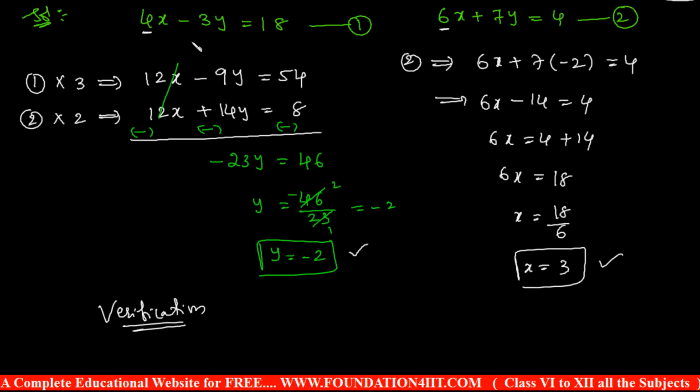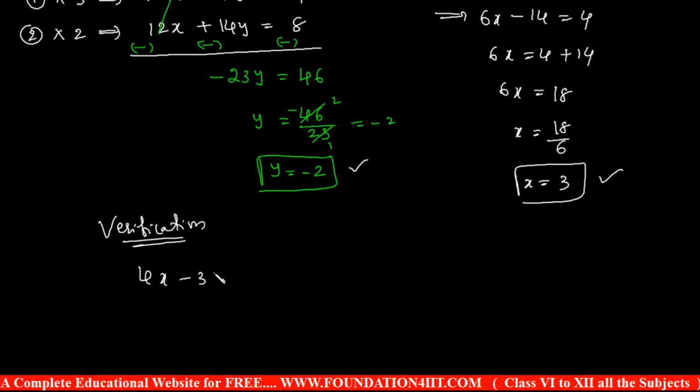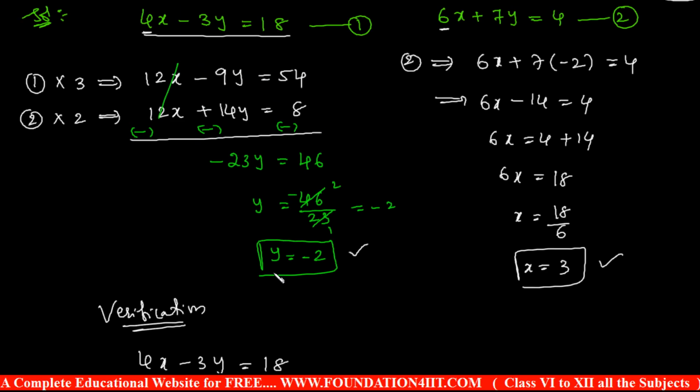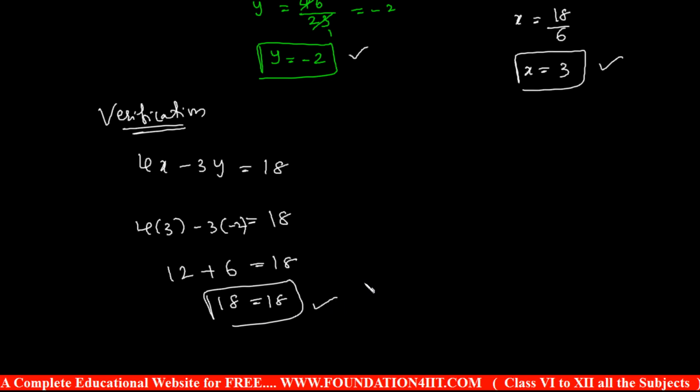Take any one of the equations. So I am taking the first one, 4x minus 3y is equal to 18, right? These two values we should substitute, and we should get the same RHS. x is equal to 3, so 4 into 3 minus 3 into y value, which is minus 2. 4 3s is 12, minus 3 into minus 2, minus into minus is plus 6. Yeah, 18 is equal to 18. It's verified. So the solution set is 3 comma minus 2. This is a solution which satisfies the given equations.